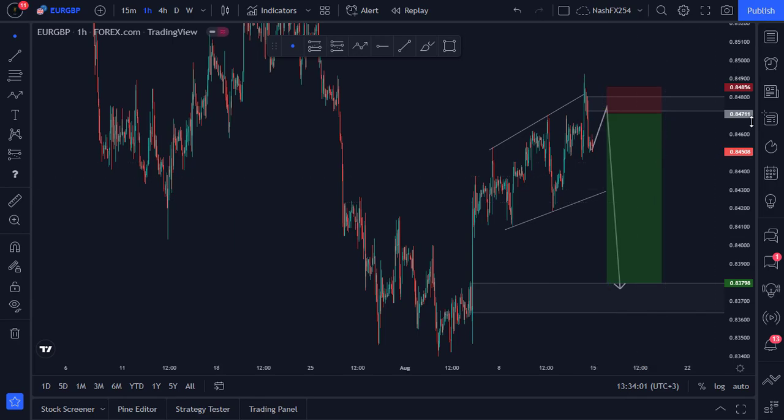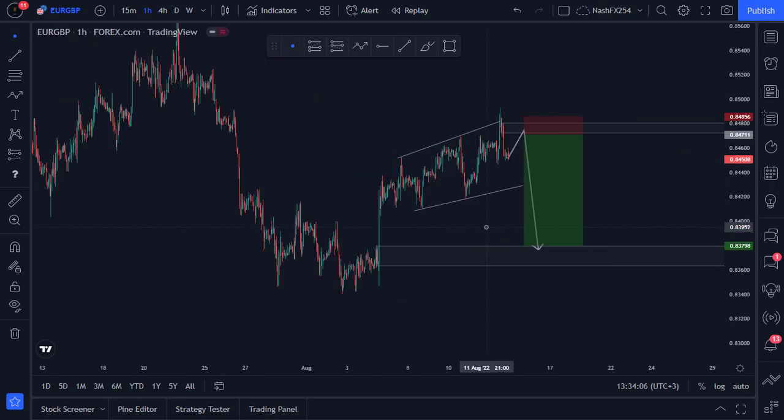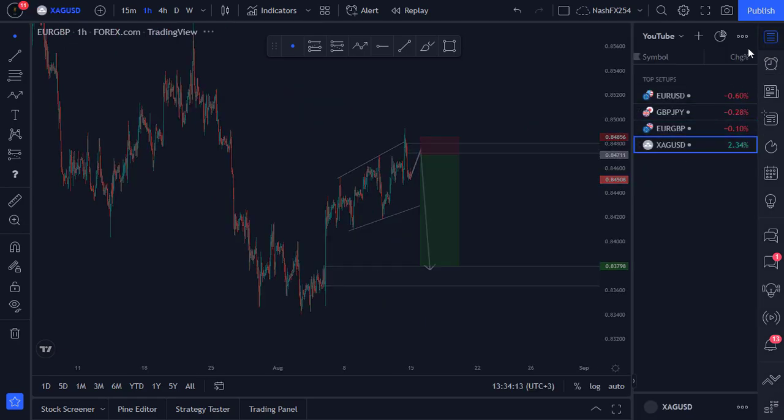Okay, so for this one, watch out on this sell, guys, up to this level over here potentially. Then from here we'll see how it goes. Okay, wait for this one. This one looks so nice. Wait for this one. Lastly, we have silver.